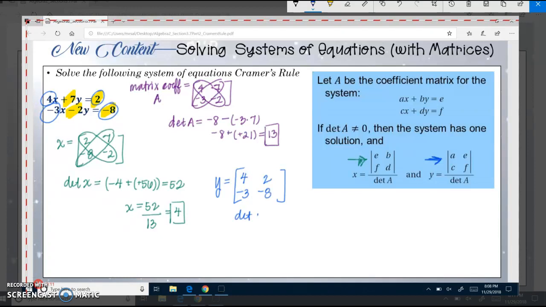Then I want to find the determinant of this expression, so I just multiply along here. 4 times negative 8 is negative 32, and then I subtract negative 3 times 2, which is negative 6. So when I do that, negative 32 minus negative 6 is really the same thing as plus positive 6. So this is going to give me negative 26. So to find y, I take that determinant value of negative 26, divide that by 13, and my y value is going to be equal to negative 2.